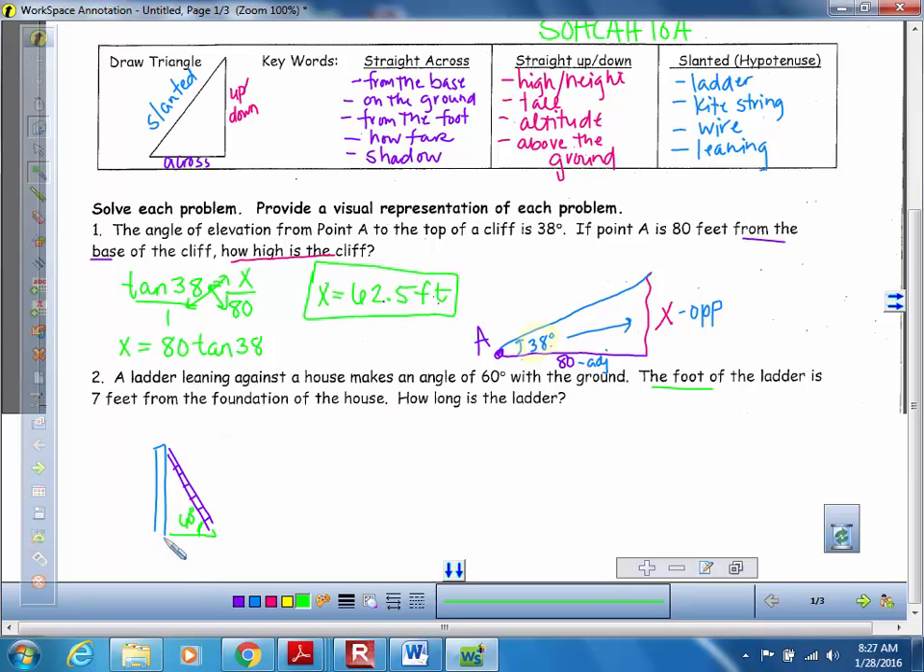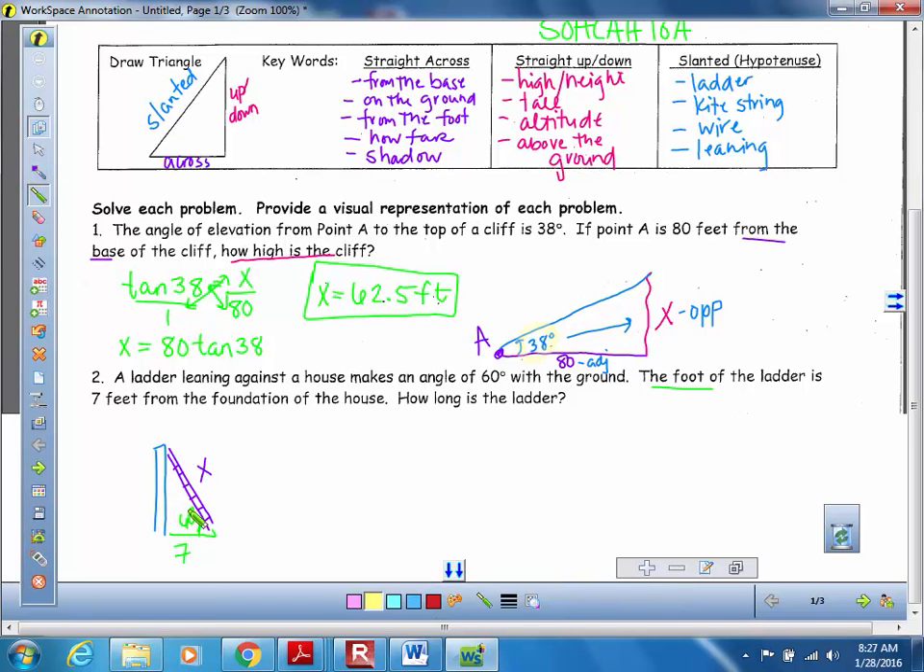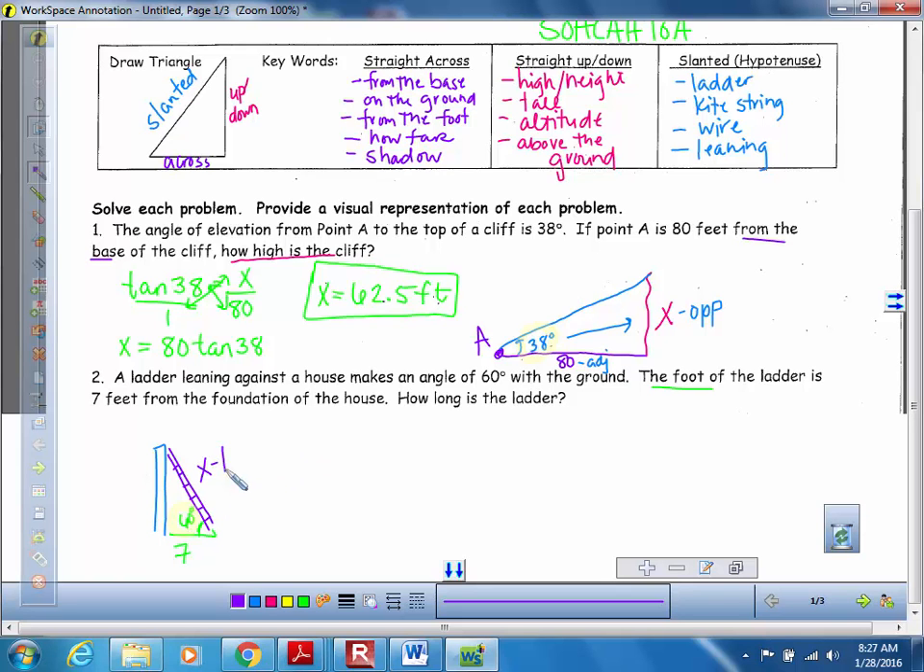So that is 7 feet from the foundation. So this would be 7 feet. And they want to know how long the ladder is. So our ladder is right here. So if I'm looking from this angle again, my opposite doesn't actually have a measure. My hypotenuse is what I'm looking for, and then my adjacent is what I'm given.